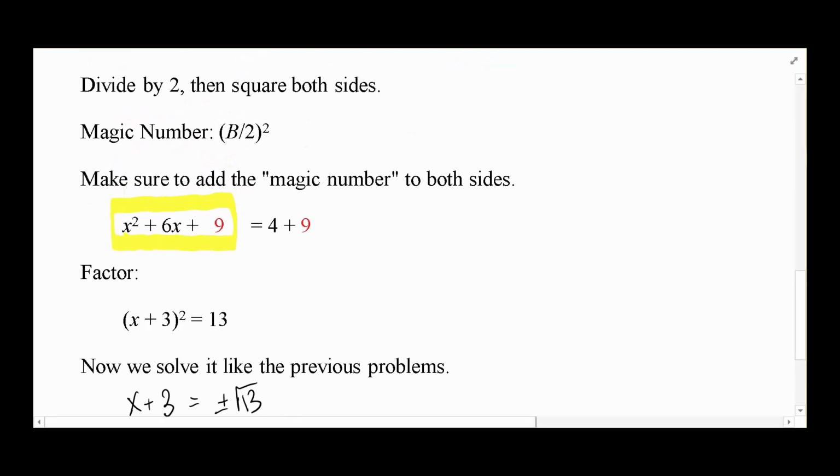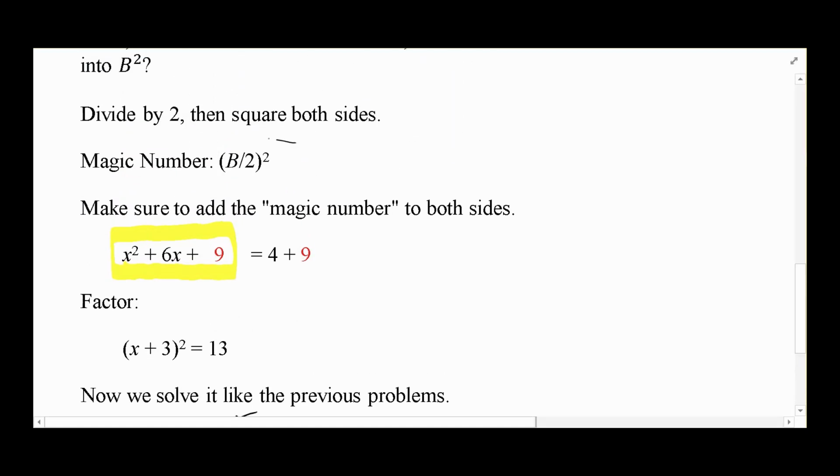The big thing with completing the square is in the whole magic number business, knowing that the magic number that you need to add into the blank that guarantees you're going to get a perfect square is your middle coefficient divided by 2 squared. Again, that's your middle coefficient divided by 2 squared.